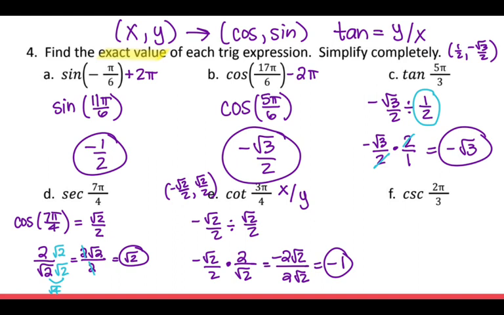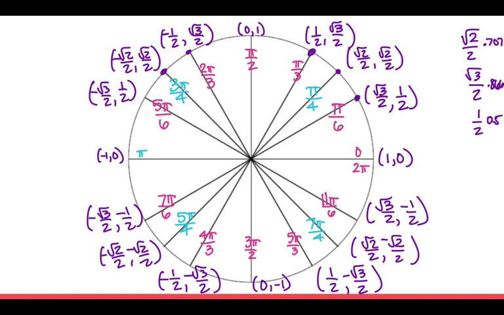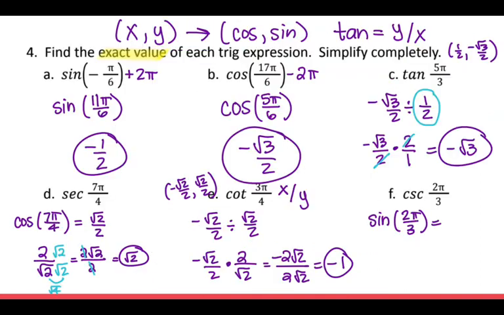Cosecant is the reciprocal of sine. So I'm going to do the same thing that I did when I found secant. I'm going to go ahead and find sine first. And then I'm going to take that fraction and flip it over. So let's see where that takes us. 2 pi over 3. 2 pi over 3 is over here. Cosecant is the reciprocal of sine. Sine is my y coordinate, which is root 3 over 2. So root 3 over 2.